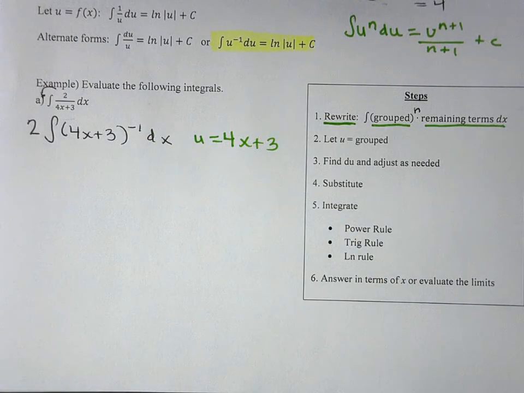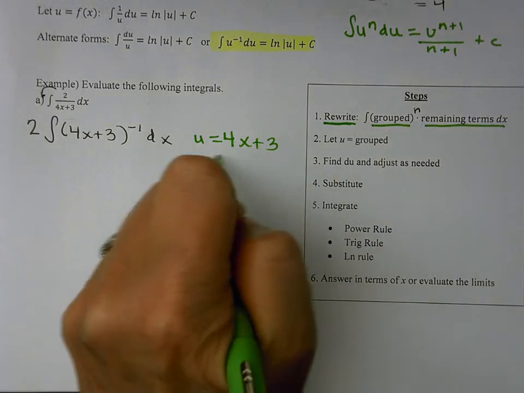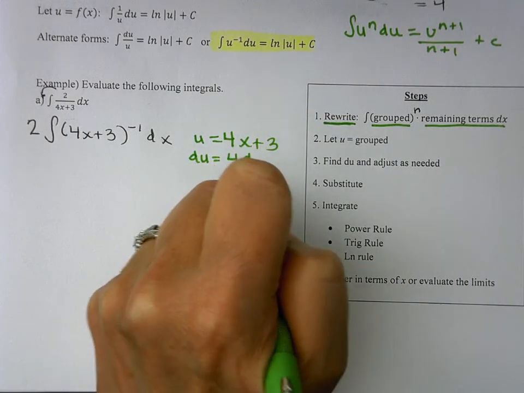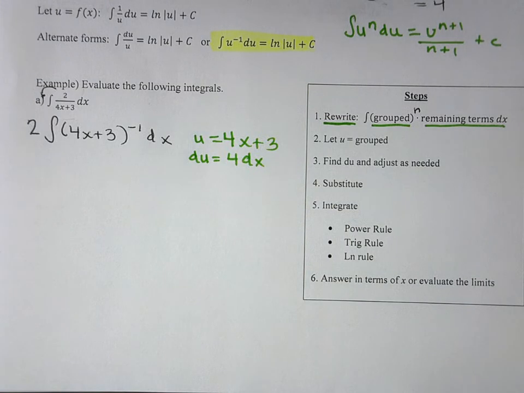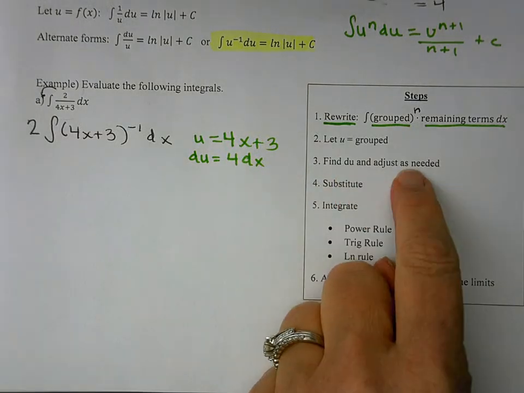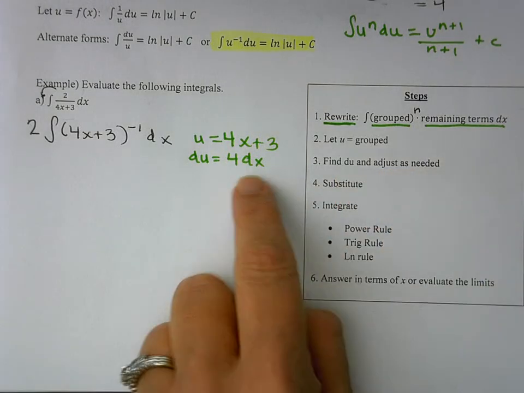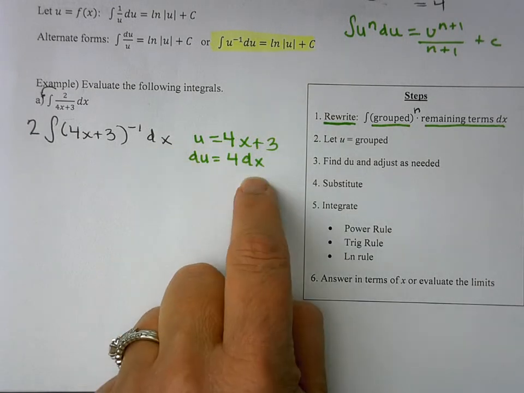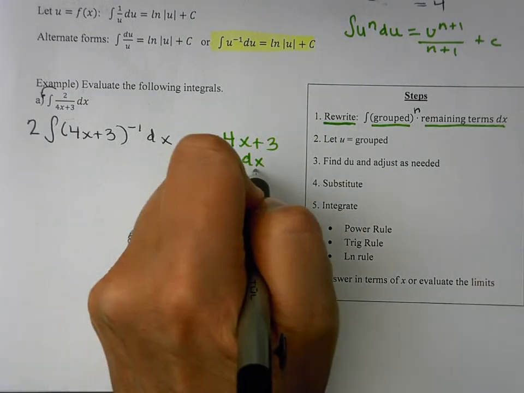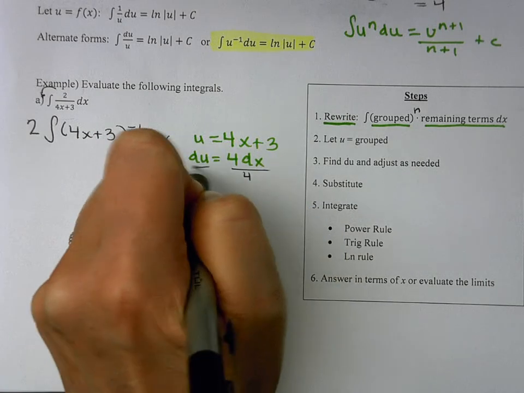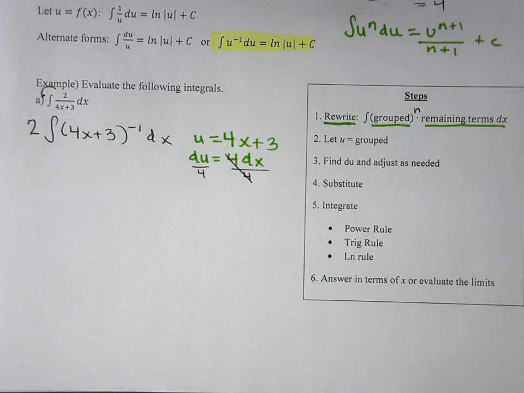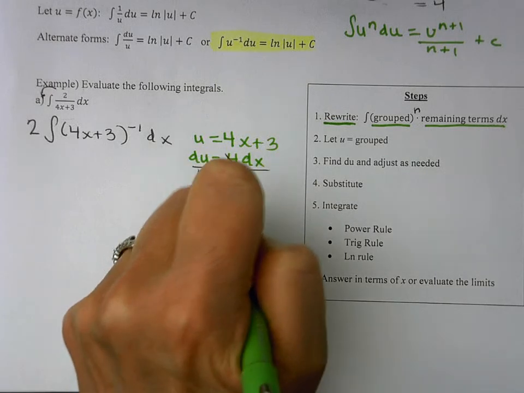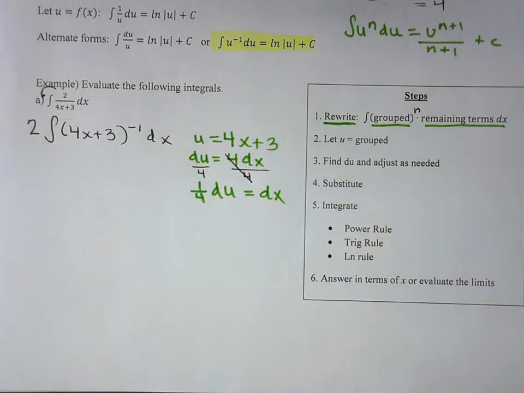And so this is just like our chapter 4. And then take the derivative of that. So that would be 4, and then we're going to multiply that dx over. And then we found our du, and then we need to adjust it as needed. So right here I have a dx in the problem, right? But I have a 4 dx here. So that adjustment is going to require me to divide by 4, right? So when I do that, I would have 1/4 of du is equal to dx.